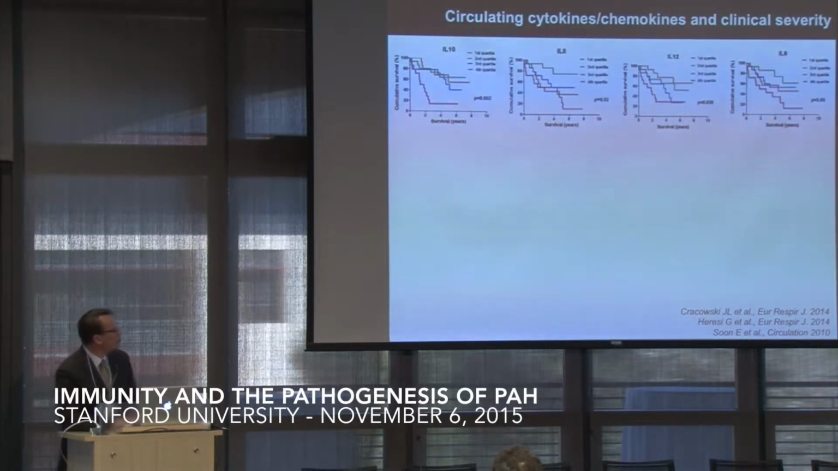This is a paper published 5 years ago by the Cambridge group, Elaine Soon and colleagues, showing that the blood circulating cytokine levels are associated with poor outcomes when the cytokine level is high. And interleukin-6 was clearly one of the most important cytokines in terms of predicting long-term outcomes.